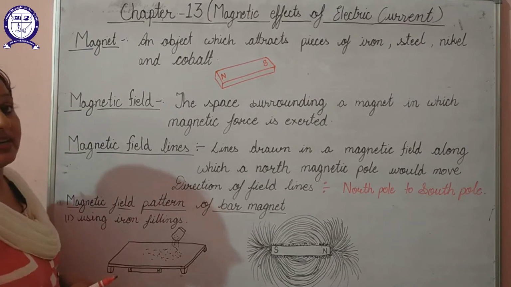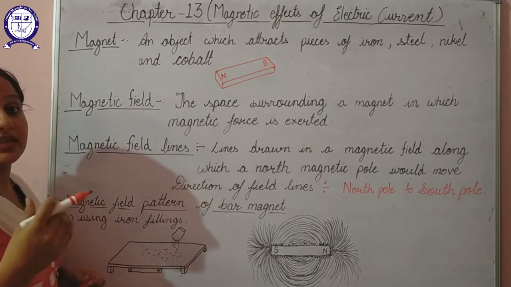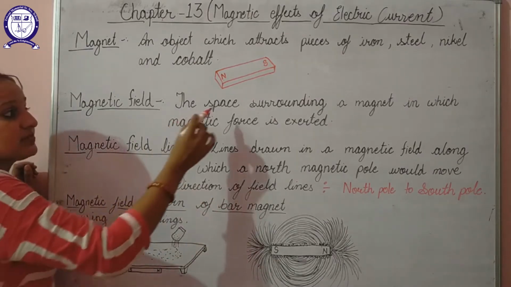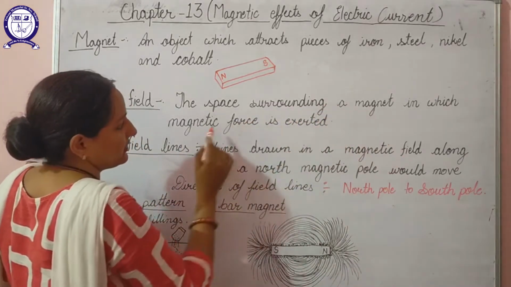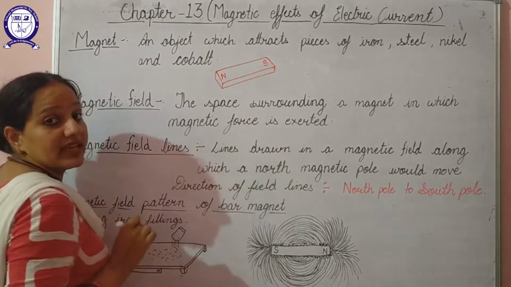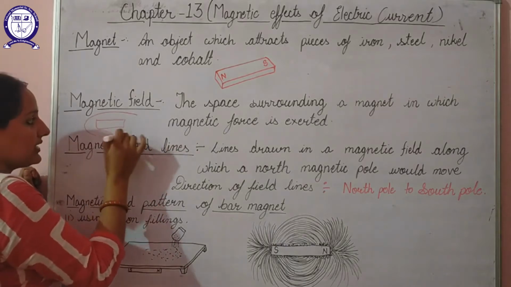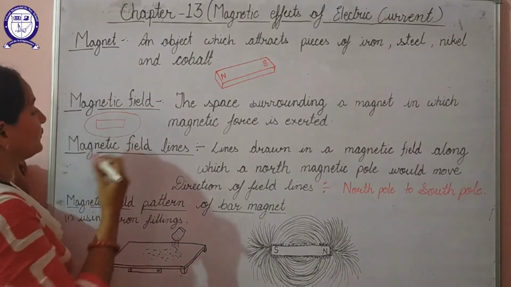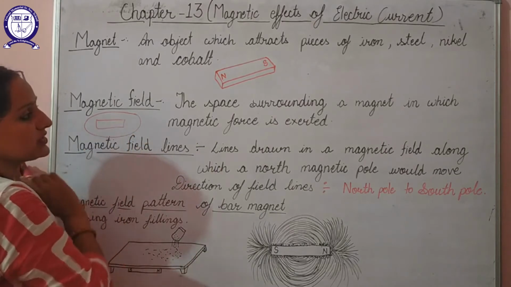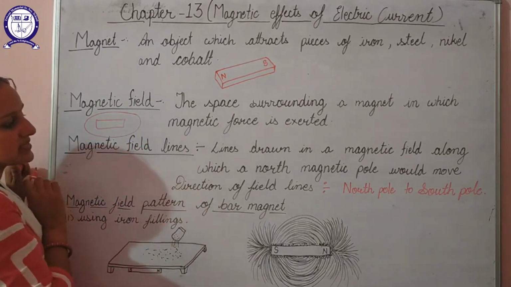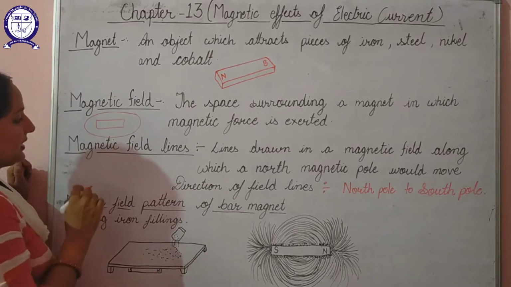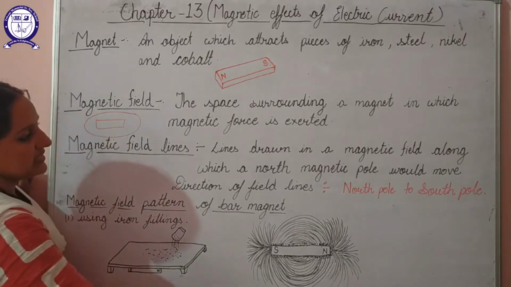Then next is the magnetic field. What basically is the magnetic field? It is the space surrounding a magnet in which the magnetic force is exerted. Suppose this is a bar magnet. Some particular area around this magnet in which we can experience the force of this magnet is termed its magnetic field.